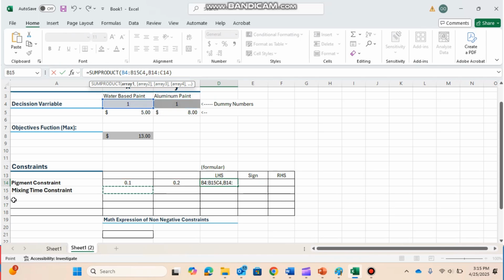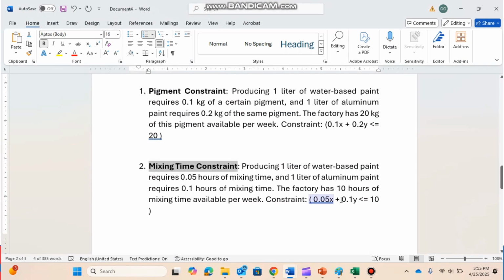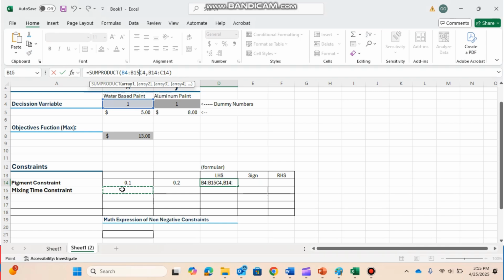Then we can look at the mixing time constraint also. Here it is 0.05 plus 0.1 is less than or equal to 10. It means that the hours needed to produce water-based paint and aluminum paint are 0.05 and 0.1, and it is less than or equal to 10. So we put it in our Excel sheet.